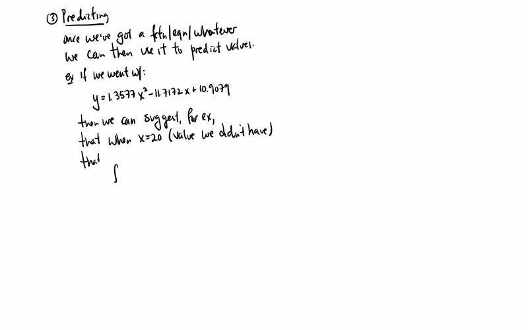y is 1.3577 times 20 squared minus 11.7172 times 20 plus 10.9079. So this is approximately 319.6439. So we've sort of extrapolated, or interpolated really, because it's in the middle of the data, but we've predicted a new value.